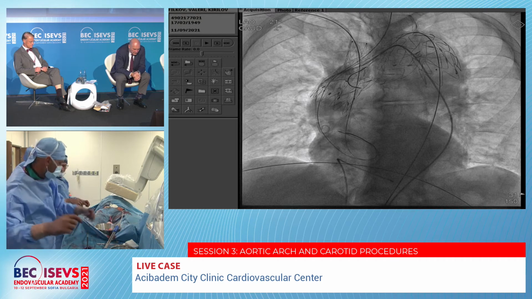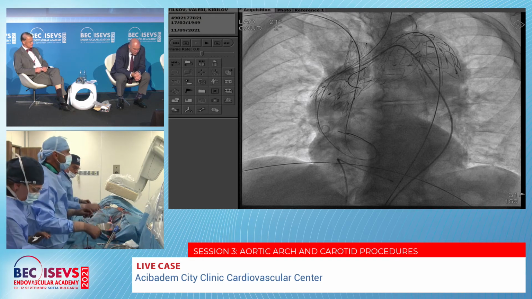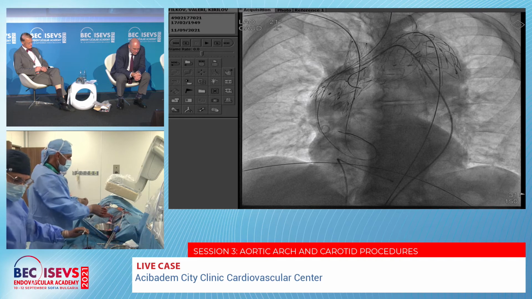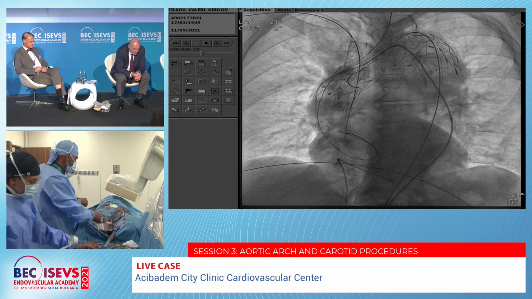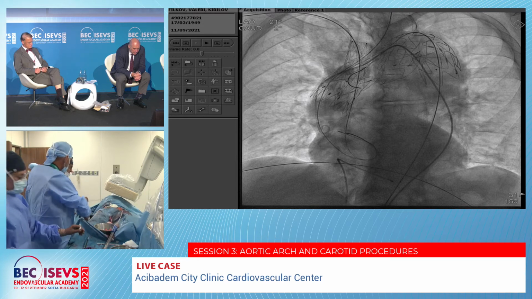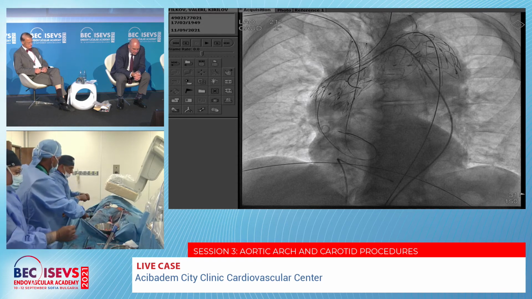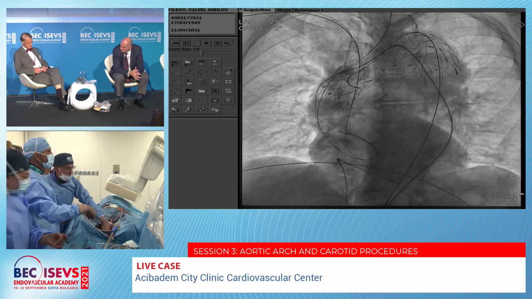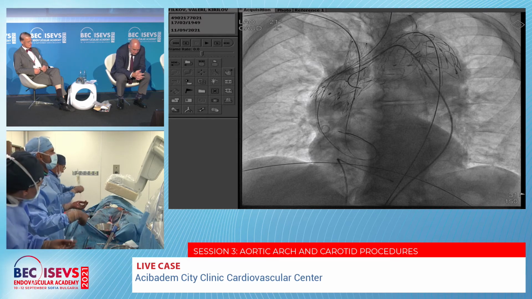Okay. Ivo, what's the ACT that you want to have during this procedure? In fact, we are using in the general case 5,000, only heparin. 5,000. Yeah. And heparinized saline for flushing.